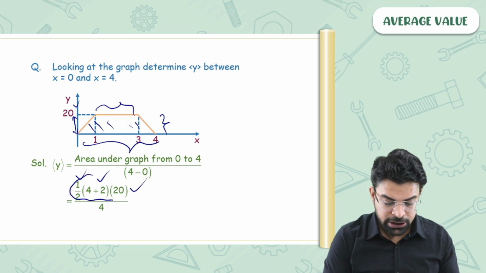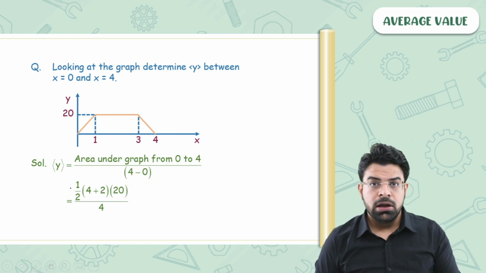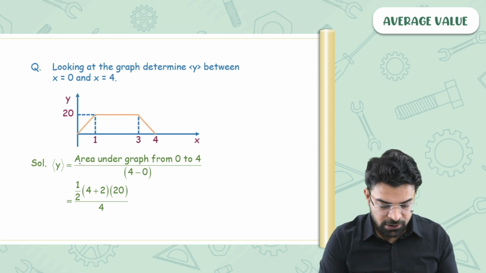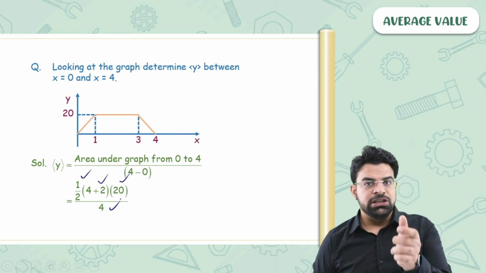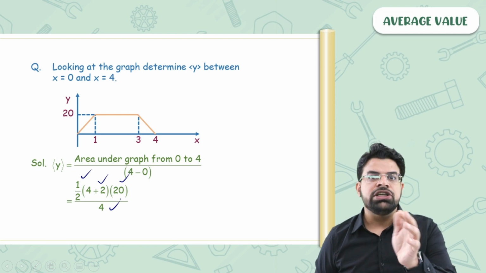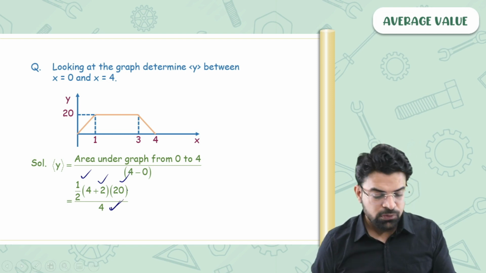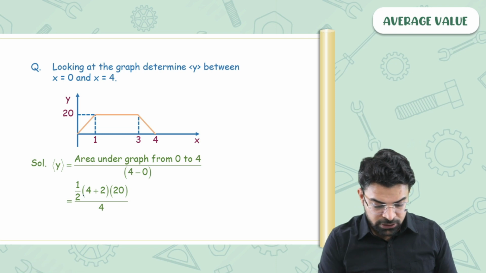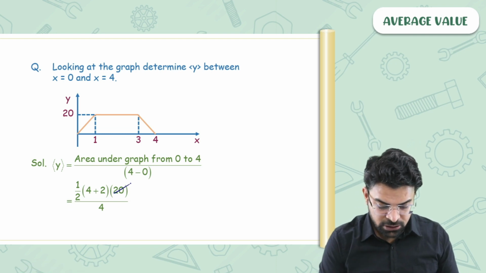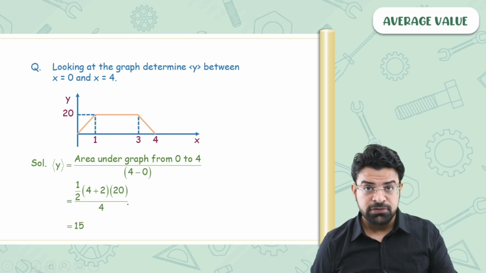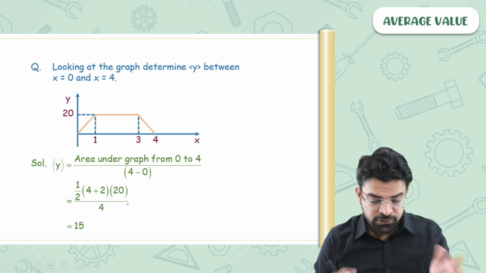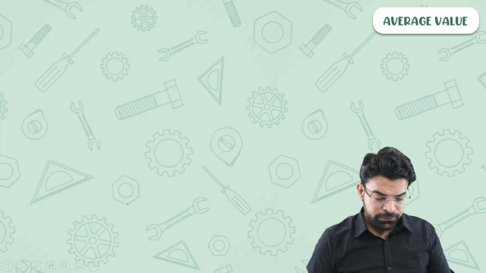So this whole numerator is nothing but the area of the trapezium, which is half into the sum of parallel sides into the height, divided by the change in x, which is the final value of x minus the initial value of x. So that is 4 minus 0, which is 4. On calculating this, this becomes 6, or simply you cancel out, you get 10 here. So you get 6 into 10, 60 by 4, which is nothing but 15. So the average value of y over the range of x is 15. Let's see more.